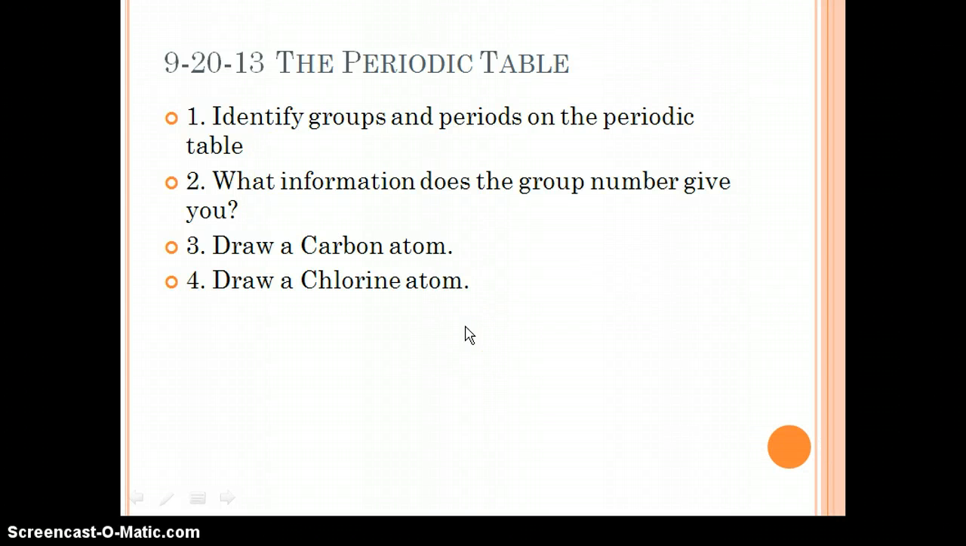Hello class, today we're going to be looking at the periodic table and getting some basics down about the periodic table. You should have a copy of the periodic table that you can write on, and I'll let you know which things you can write on there. So questions for today: identify groups and periods on the periodic table. What information does the group number give you? Draw a carbon atom and draw a chlorine atom.